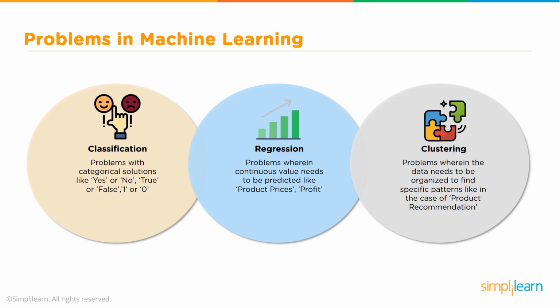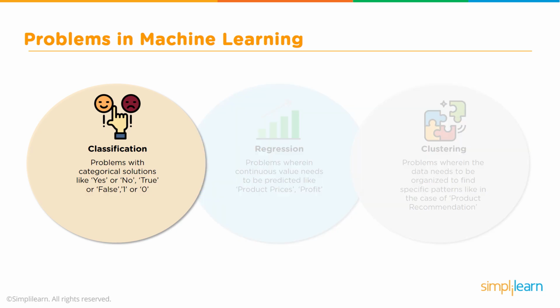And clustering. This is problems where the data needs to be organized to find specific patterns, like in the case of product recommendation. They group all the different products that people just like you viewed on a shopping site and say, people who bought this also bought this. The most commonly used for the decision tree is for classification, for figuring out, is it red or is it not? Is it a fruit or is it a vegetable? Yes or no? True, false? Left or right, 0, 1.